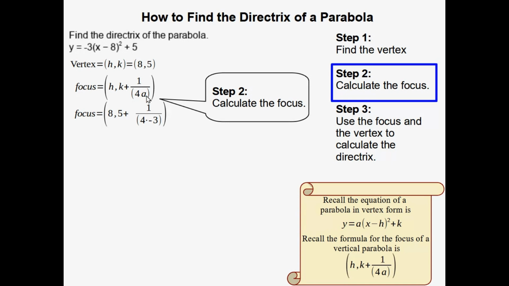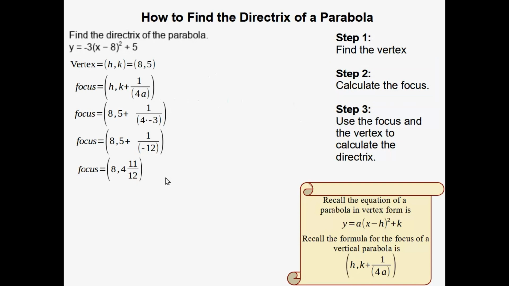And if you forget, a is the coefficient in the vertex form of the parabola, so that would be here. So that's how I put the -3 here. That's how I put the 5 right here. And then we simplify it, and we get 8 comma 5 plus 1 over -12. So that becomes 8 and 4, 11 twelfths. 4 and 11 twelfths. Okay, so now we got that.